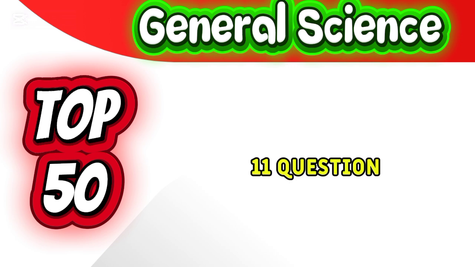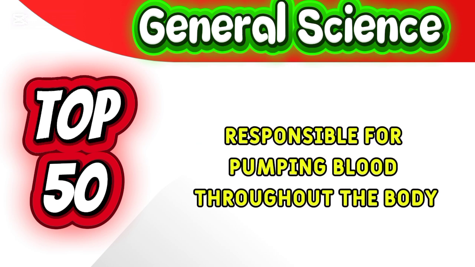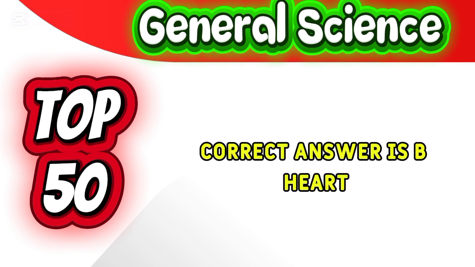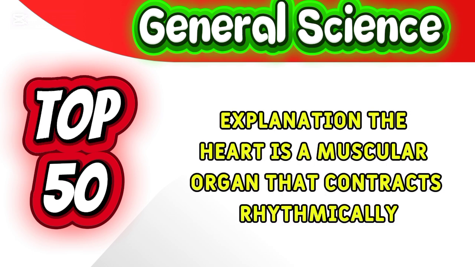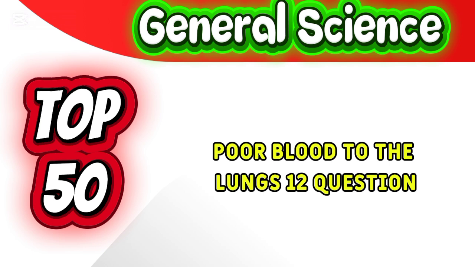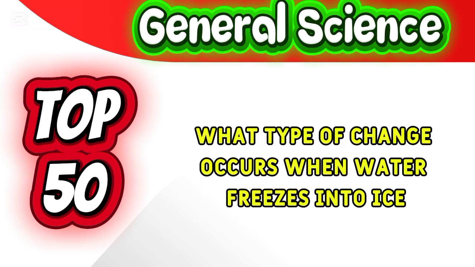11. Question: Which human organ is mainly responsible for pumping blood throughout the body? Options: A. Brain, B. Heart, C. Lungs, D. Liver. Correct answer is B, heart. Explanation: the heart is a muscular organ that contracts rhythmically to pump oxygen-rich blood to tissues and return oxygen-poor blood to the lungs.